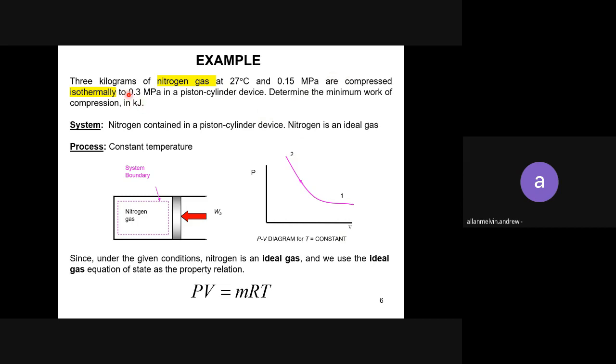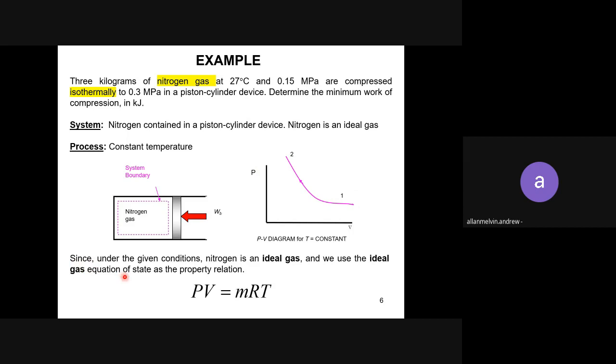So P2 adalah 0.3. So meaning dari 0.15 increase ke 0.3. So meaning the pressure start dari kosong sampai tinggi, so the curve is going up. So ini adalah state 1, ini adalah state 2. So it's going up because the pressure is increasing. Okay, so you already know this.